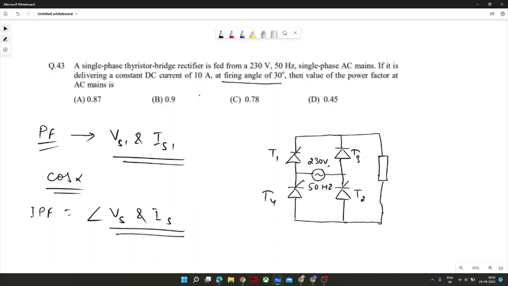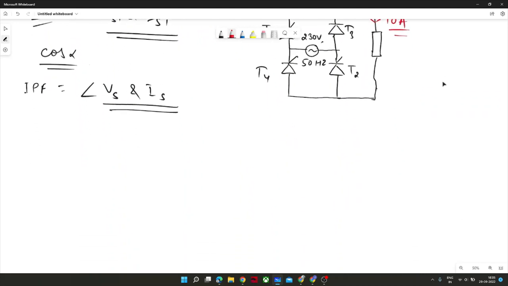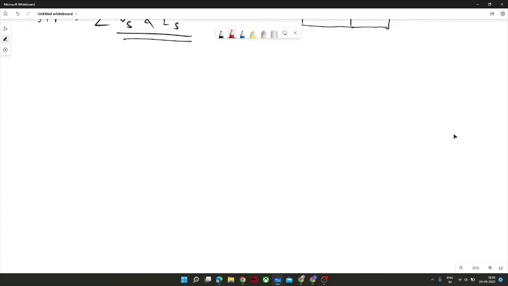I hope you are able to see the firing angle provided in the problem, that is 30 degree. And it is also mentioned that it is delivering a constant DC current in the load, that is of 10 ampere. Okay, so this was the thing here. And after that, I will draw some waveforms of voltage and current so that you will be able to visualize the waveforms, and then you can identify easily what kind of waveform and what kind of lagging or leading it is.